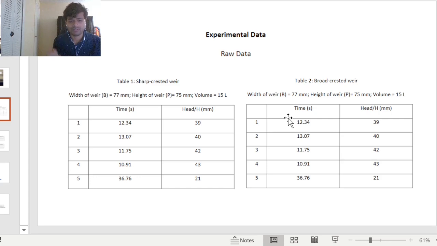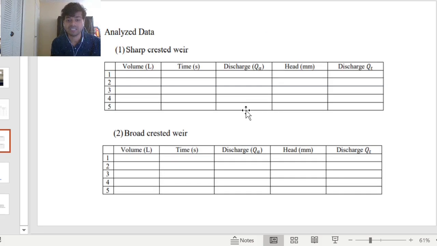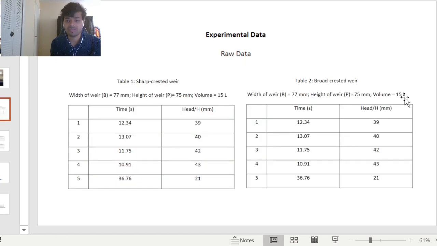So first of all, what is head? Head is basically you take the reading for the upstream height of the water and subtract 77 from that height, and you will get the head, right? Head in millimeters. So if you plug in this head, then you can complete this table. This table is for the sharp crested weir and the broad crested weir. So what is that volume? Volume is basically 15 liters.